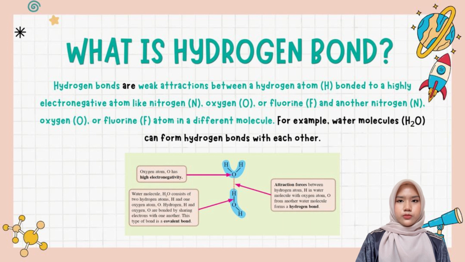What is a hydrogen bond? Hydrogen bonds are weak attractions between a hydrogen atom bonded to a highly electronegative atom like nitrogen, oxygen, or fluorine, and another nitrogen, oxygen, or fluorine atom in a different molecule. For example, water molecules can form hydrogen bonds with each other.